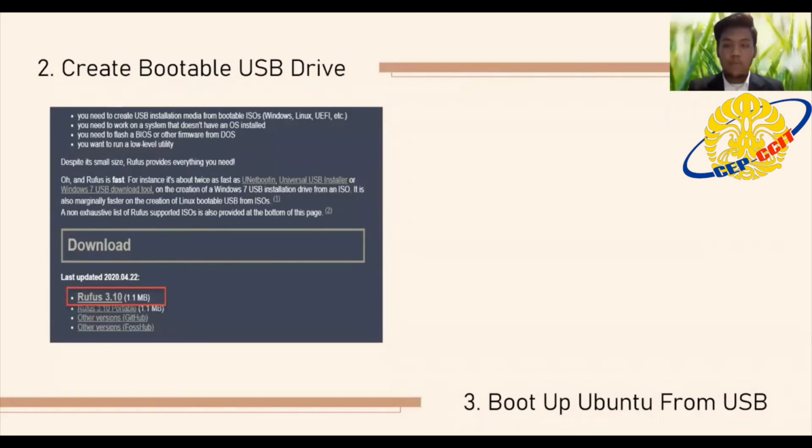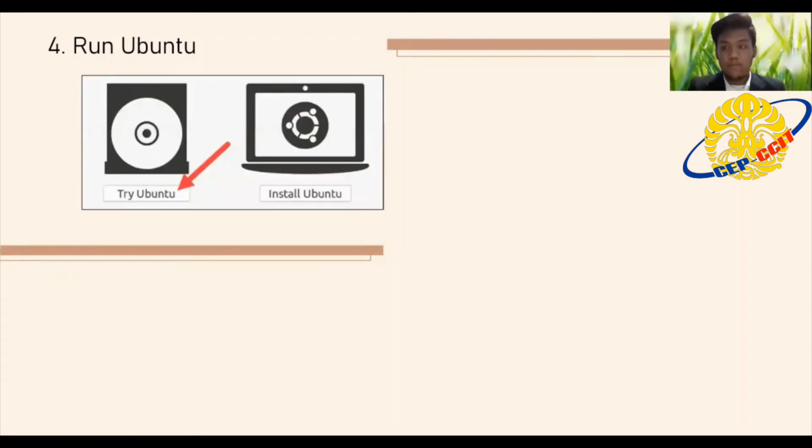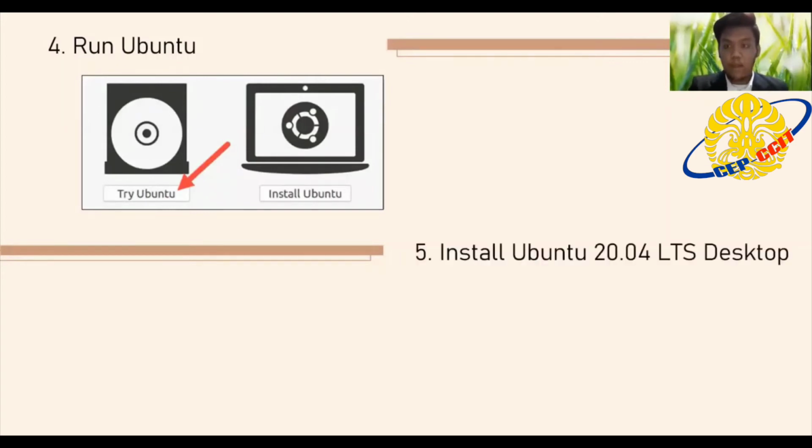Step 3, boot up Ubuntu from USB. Step 4, run Ubuntu. Please test Ubuntu 20.04 before commit to installing. The installer includes a live mode that only runs in memory. Launch this mode by click Try Ubuntu. Step 5. Install Ubuntu 20.04 LTS desktop. To begin the installation, click Install Ubuntu.